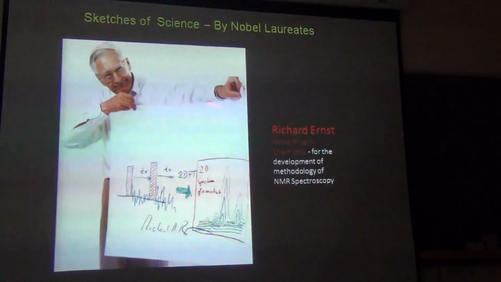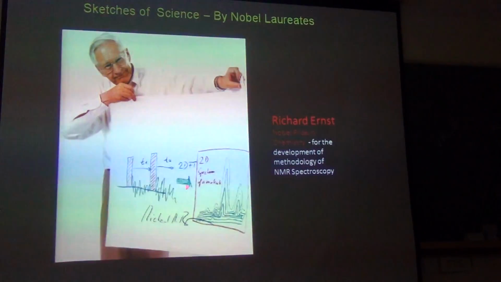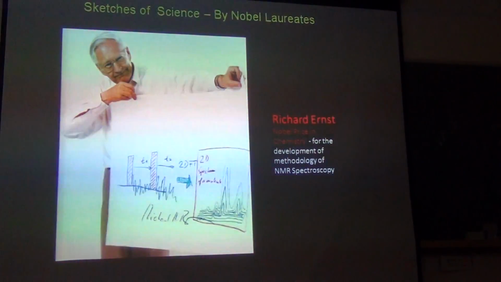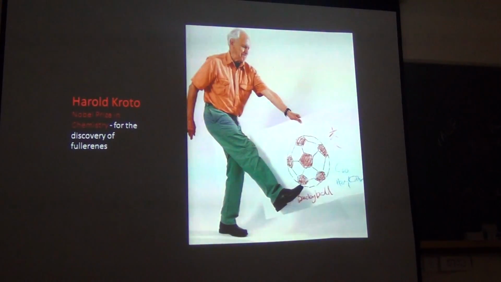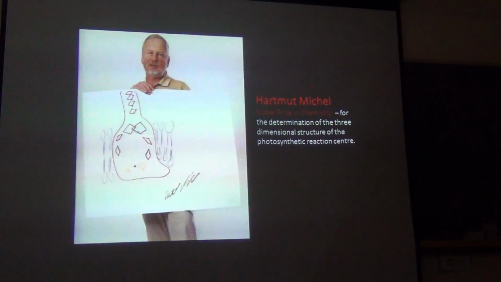This is of Ernst, who worked on 2D NMR. You can see the T1, T2. Again, he won the Nobel Prize for the development of the methodology of NMR spectroscopy. This is of Kroto. Like I told you, he discovered C60, so green. And this is of Hartmut Michel, and he works on membrane proteins. What he's drawn here is that these are lipid membranes.